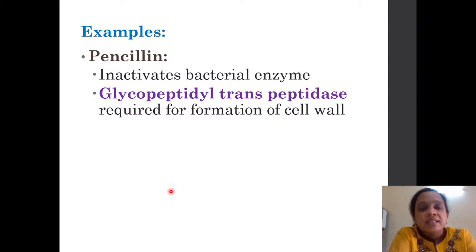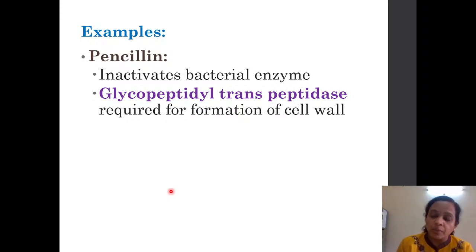Next, the example: penicillin. Penicillin inactivates the bacterial enzyme glycopeptidyl transpeptidase that is required for the formation of the cell wall of the bacteria. Penicillin is one of the first antibiotics that was invented. It brings about the destruction of the bacteria. How does it cause this? By giving penicillin, the glycopeptidyl transpeptidase is inhibited, so glycoprotein metabolism is affected. We know that the glycoproteins are required for the formation of the cell wall. Proper cell wall synthesis does not occur, and the bacteria get completely digested by the gastric juices.